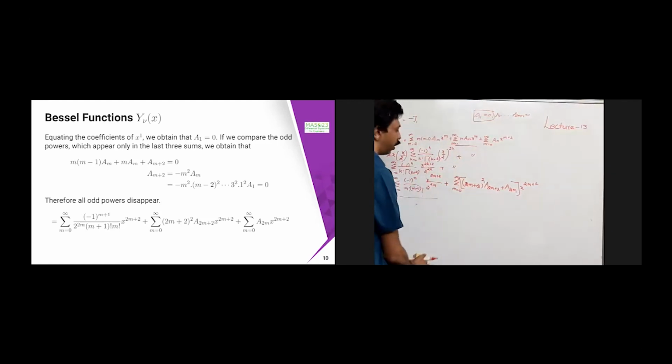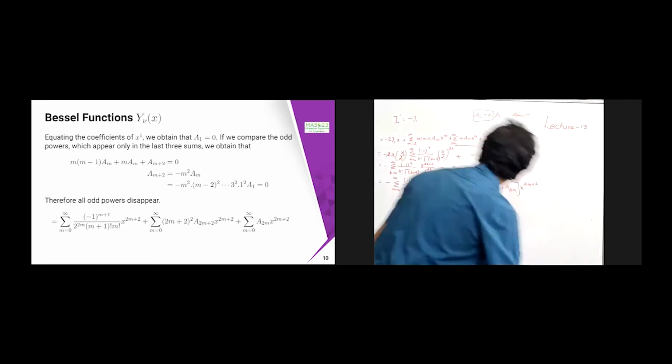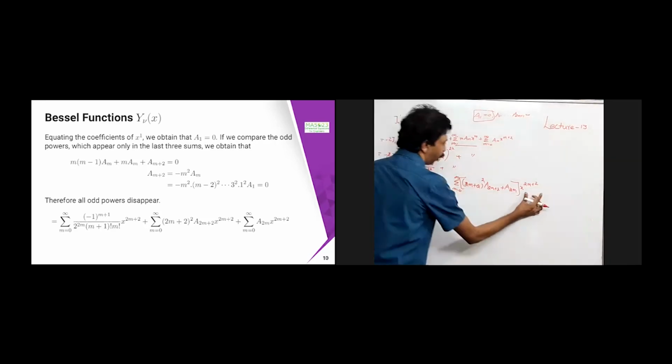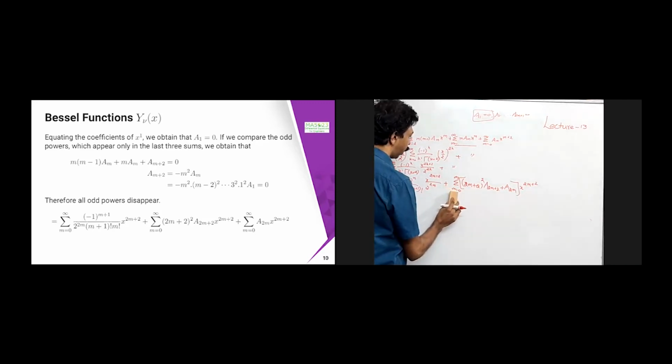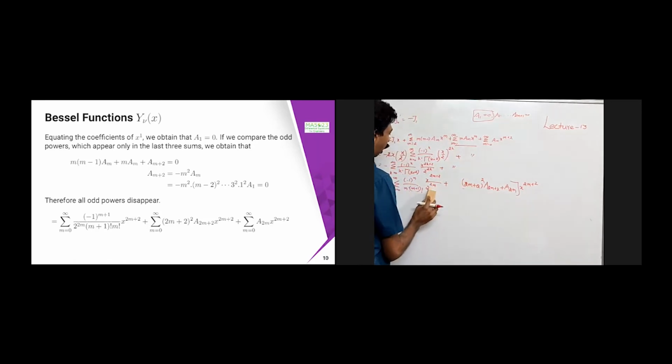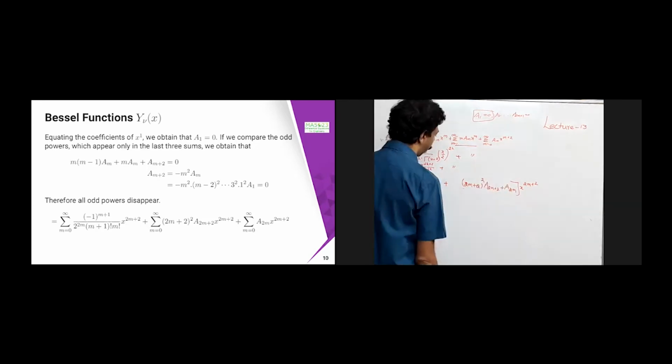Okay, I erase everything. Now you can see that here also x power 2m plus 2, here also x power 2m plus 2. Therefore, I can take that x power 2m plus 2 common and I can compare the coefficient. Therefore, I'm going to have only this. So I can just erase this, and I can erase this one also, and this one also. We're going to have this one. This is going to come.